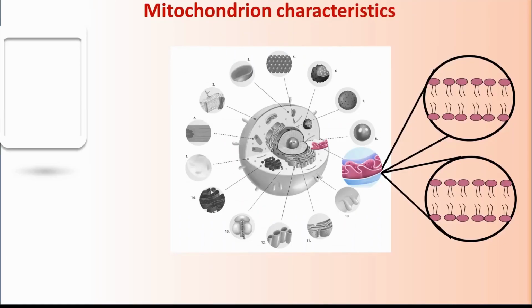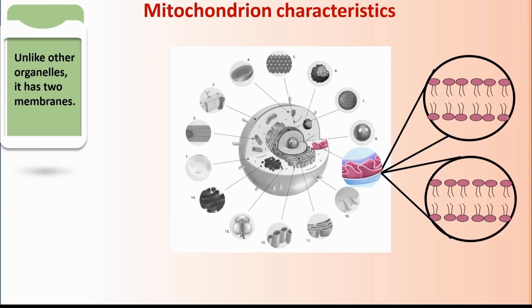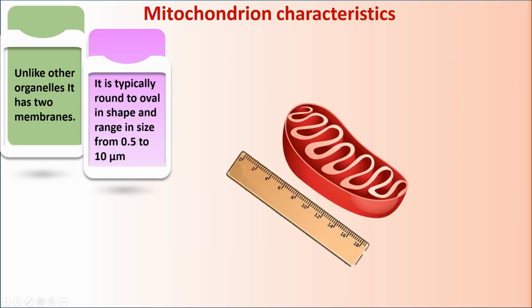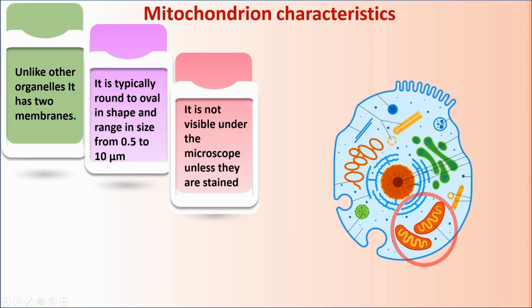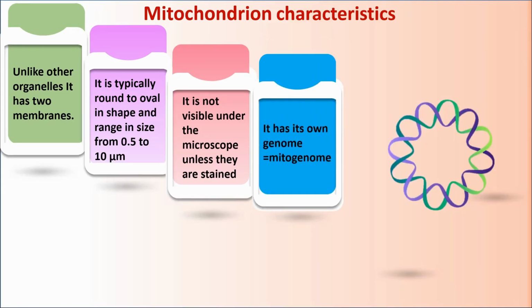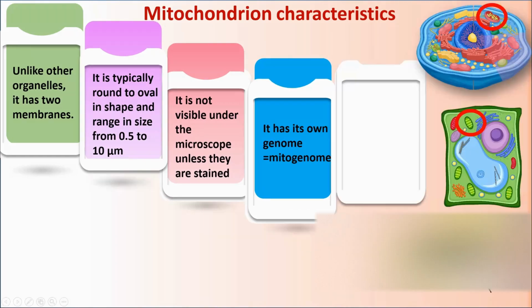Mitochondrion characteristics. Unlike other organelles, it has two membranes. It's typically round to oval in shape and ranges in size from 0.5 to 10 micrometers. It's not visible under the microscope unless stained. It has its own genome, called the mitogenome.